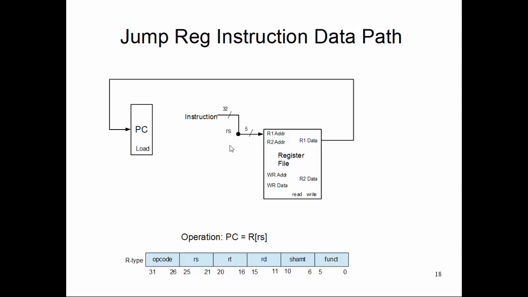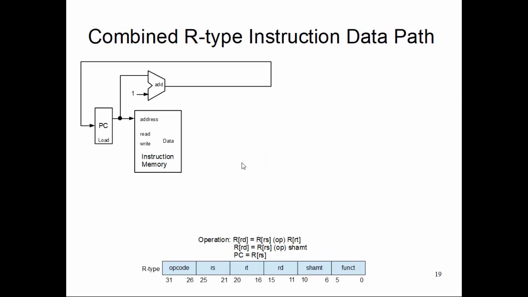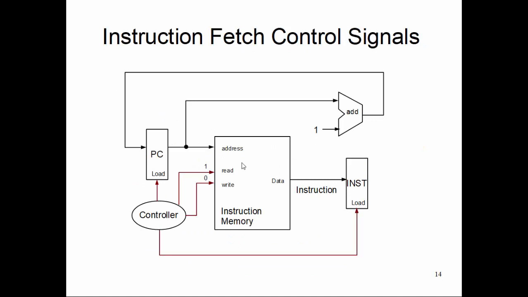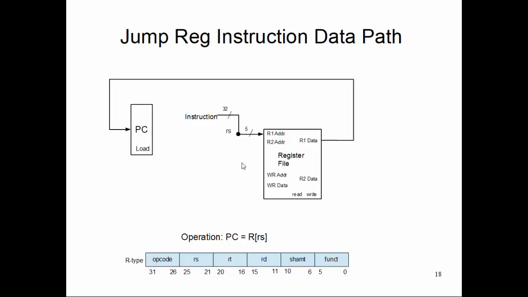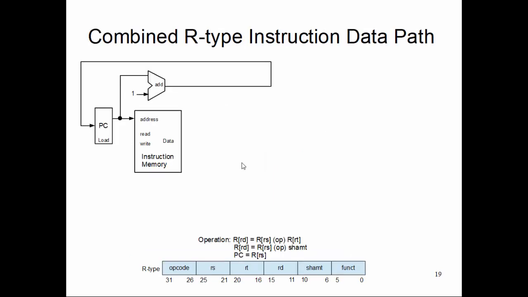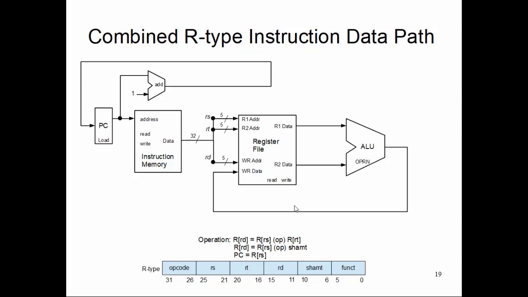Now we have these 4 different things, right? So far: instruction fetch data path, R type general instruction, shift, and jump register. Now we need to combine these 3 data paths together to make an R type instruction data path. So we start with your instruction fetch circuit, instruction memory, PC, plus 1, etc. Then we need to support these 3 types of operations there. That is number 1, RD equals RS, some operation with RT. Then we have shift. So we are superposing one data path on top of another with common components, right? Next data path is your PC equals RS, which is this.